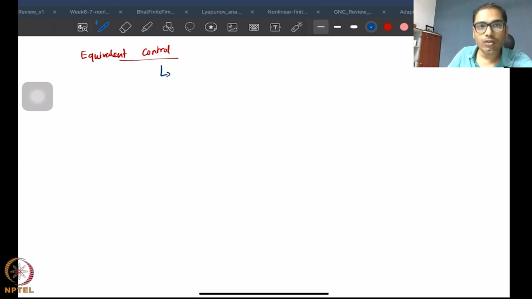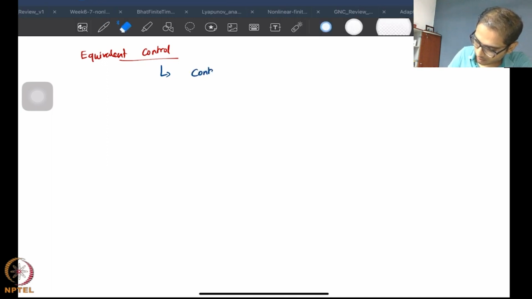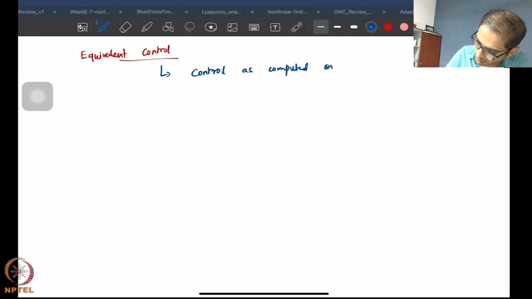This is sort of the control as computed on the sliding surface. Okay, so this is the control as computed on the sliding surface.